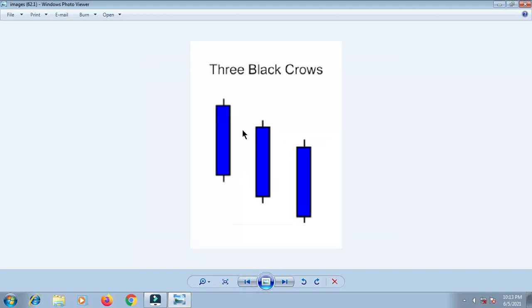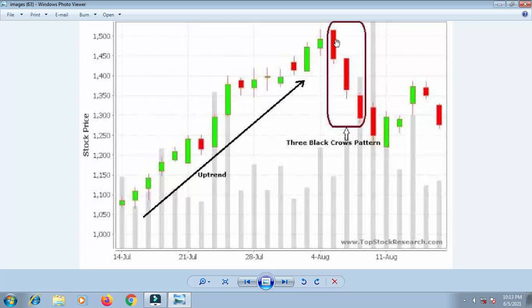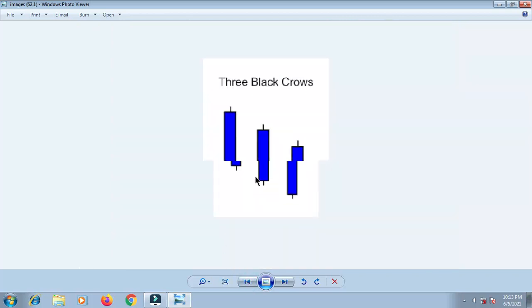One red candle opened here, closed here, right? The second one opened within the range of the first candle. You can see here, preferably if it opens below the open of the previous day and within the middle of the first body, then it is a perfect 3 black crows. So I see here, this was the open and this was the close. Then next day again it opened here.